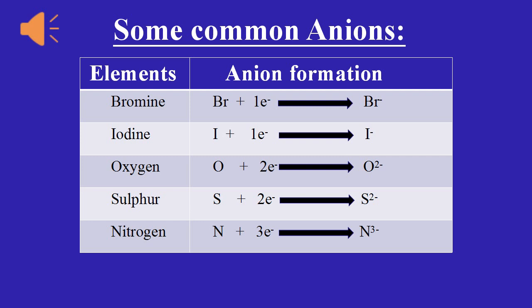The oxygen atom gains two electrons and forms an anion having -2 charge. A sulfur atom also gains two electrons and forms an anion having -2 charge. Similarly, a nitrogen atom gains three electrons and forms an anion having -3 charge.